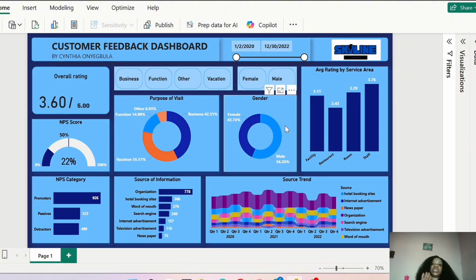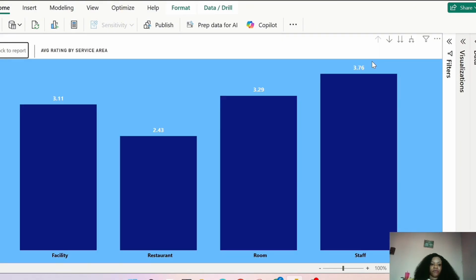Again, do you see how data can help you make more sensible decisions and put out better products for your customers? Now let's look at the average rating by service area. And let me spotlight this. Now, for average rating by service area, this is my favorite part because a lot of our story comes alive here. We're comparing our customer ratings for facility, restaurant, room, and staff.